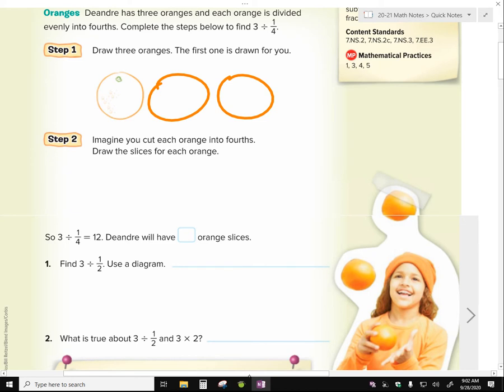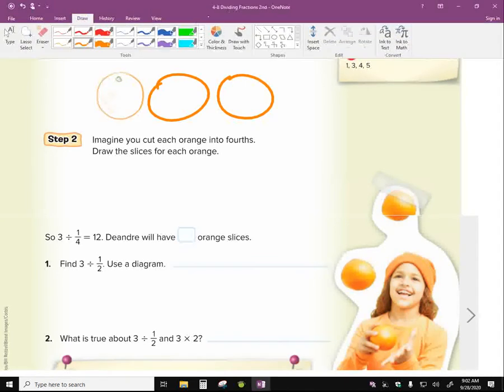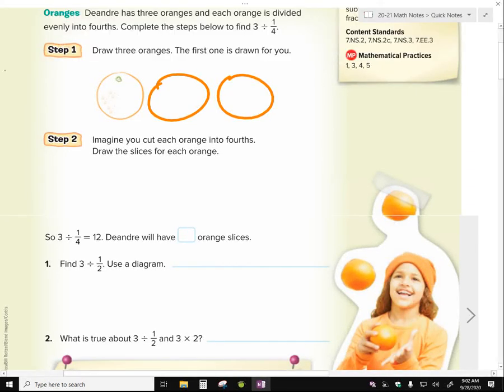So, the first one is drawn for you. We're going to draw 3 oranges. Imagine you cut the oranges into slices, or into fourths. I'm going to do the way that orange slices would look instead of just drawing lines through it. So I have this one here cut in fourths: 1, 2, 3, 4. This one here, 1, 2, 3, 4. This one here, 1, 2, 3, 4.